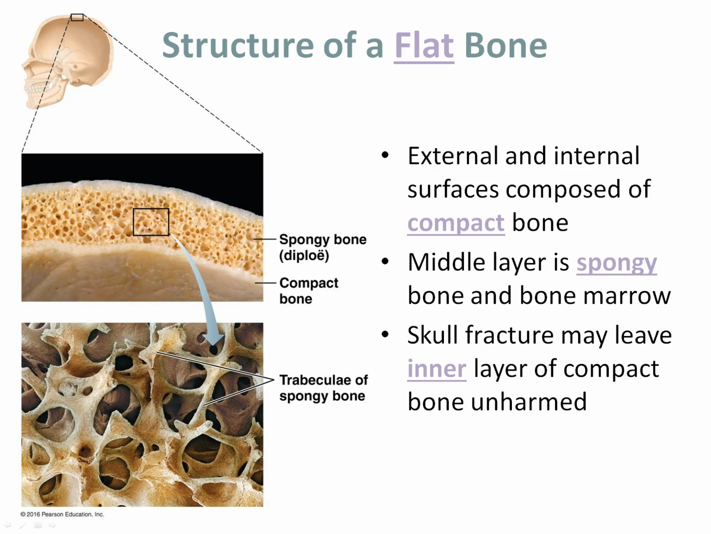A flat bone is arranged a little bit differently. There are some important features of a flat bone, and those include the external and internal surfaces. So that would be the external surface and the internal surface. Those are both going to be made of compact bone. Then in the middle layer, we see spongy bone. So it's like a bone sandwich. We've got spongy bone in the middle and compact bone on either side.